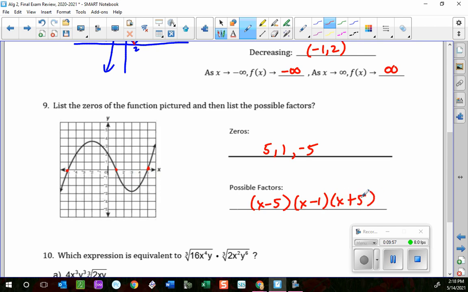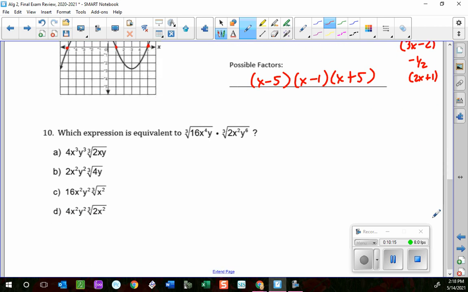Now, remember this, that if one of the zeros had been something like let's say 2/3. Remember, the factor that goes with that would be 3x minus 2. Or if a zero would have been like negative 1/2. Remember, the factor would be 2x plus 1.